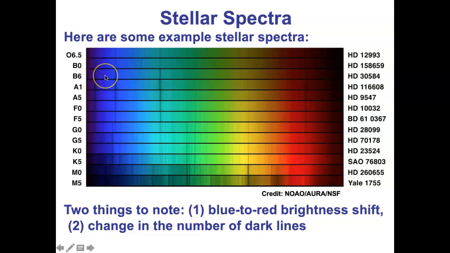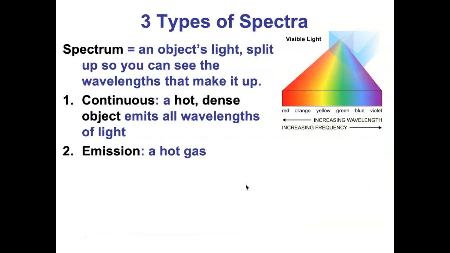Each of these rows is a different star. Here's the spectral type, O, B, A, F, G, K, M. Here are the names of these specific stars. So HD 12993 is the sort of serial number for this specific star. But each of these spectra is from a different star. And all stars have these dark lines in them. What's going on there? Why don't stars give you a perfect blackbody spectrum?